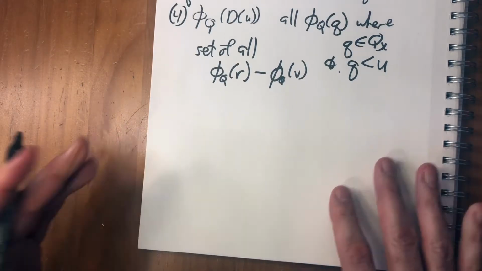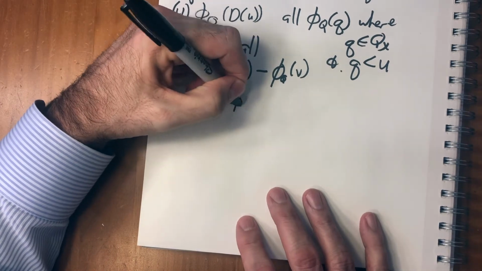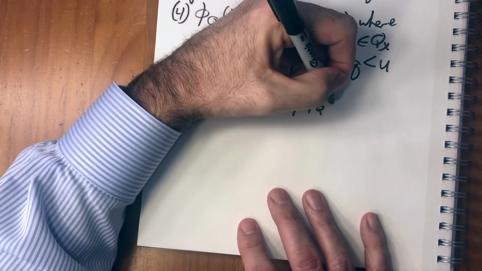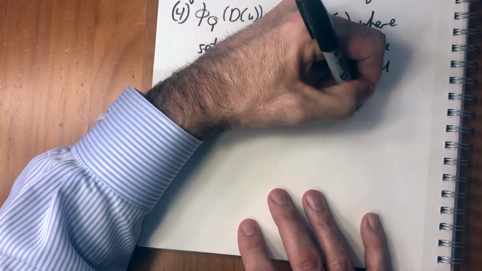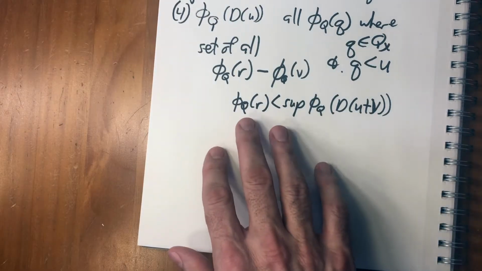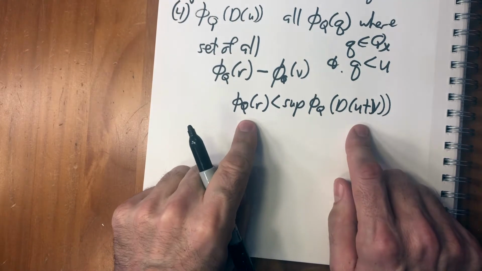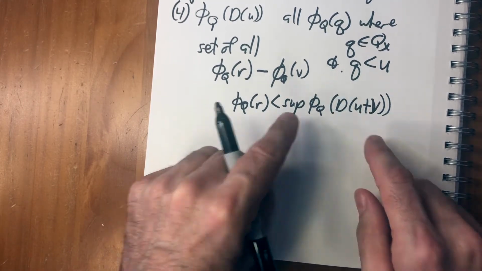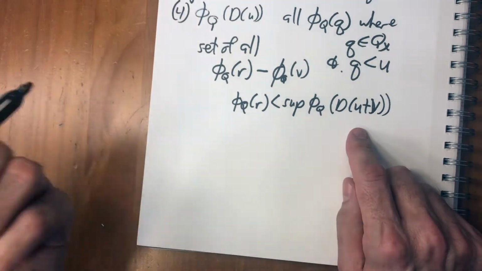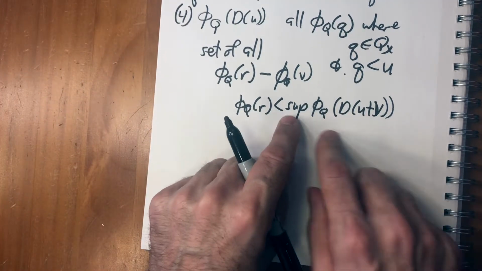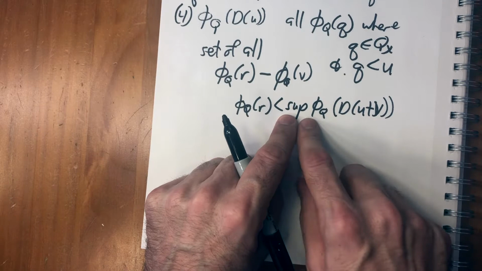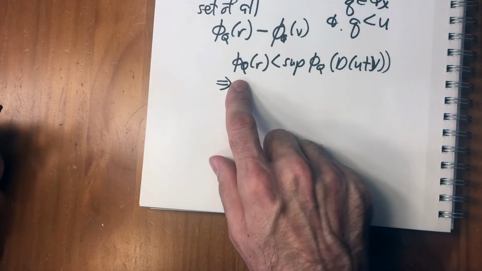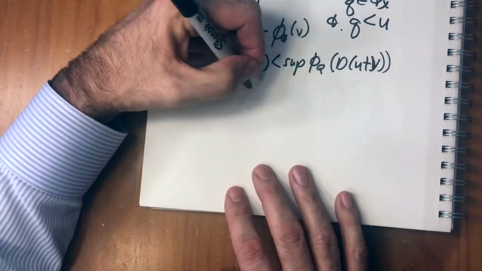Okay, so now we know that phi q of r is less than the supremum of phi q d u plus v. Now, this is just the definition of phi q of r, because this is the set of all phi q of r where r is less than u plus v. So this is an upper bound, so all of these have to be less than this. That means we can just subtract something from both sides.